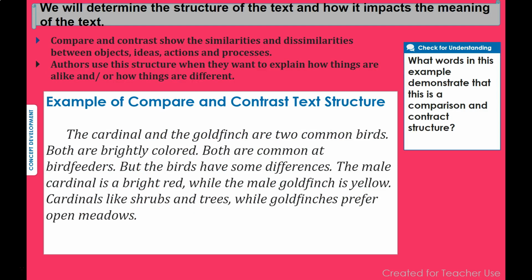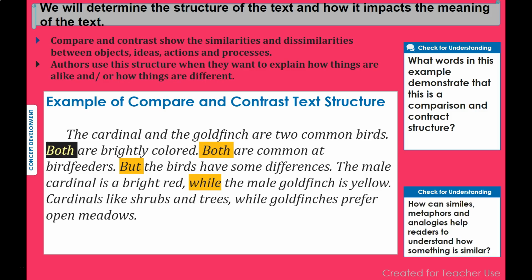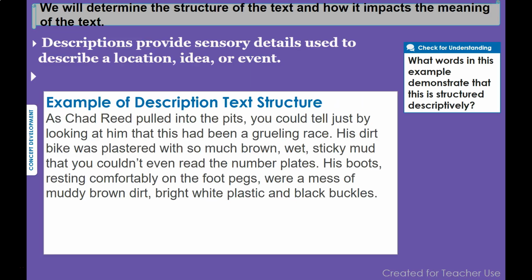All right, so when we are comparing and contrasting, we're looking to see how they are similar and how they are different. We're looking at this in the context of objects, ideas, actions, processes, beliefs, and so forth. Author uses this structure when they want to show us how things are alike, how things are different, okay? There are words such as both, but, while, and there are other words as well. I will have a handout for you to show you the various keywords to let us know cause and effect, compare and contrast, and so forth.